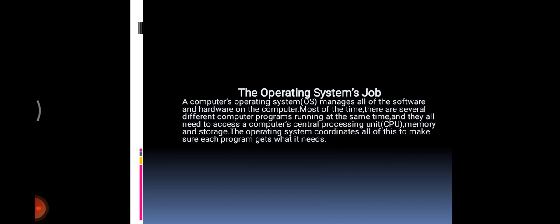Then, the operating system's job. A computer's operating system, OS, manages all of the software and hardware on the computer. Most of the time, there are several different computer programs running at the same time, and they all need to access a computer's central processing unit, CPU, memory and storage. The operating system coordinates all of this to make sure each program gets what it needs.